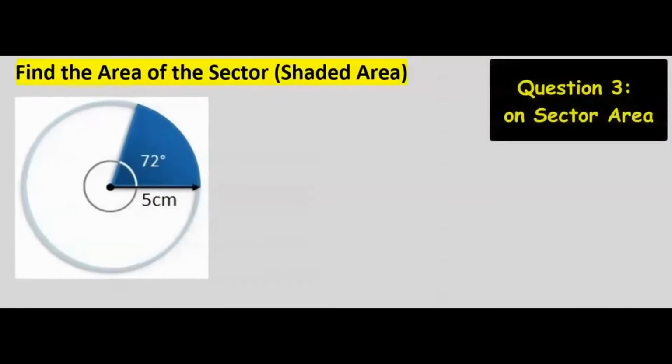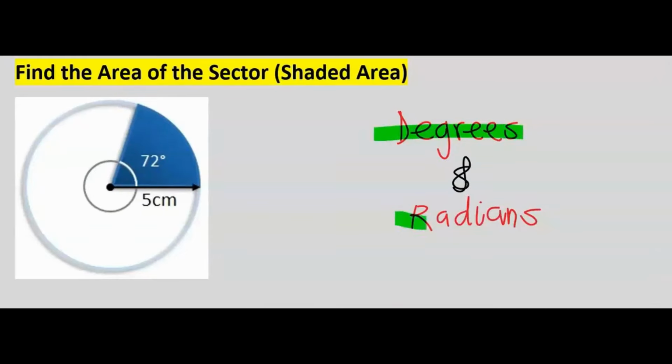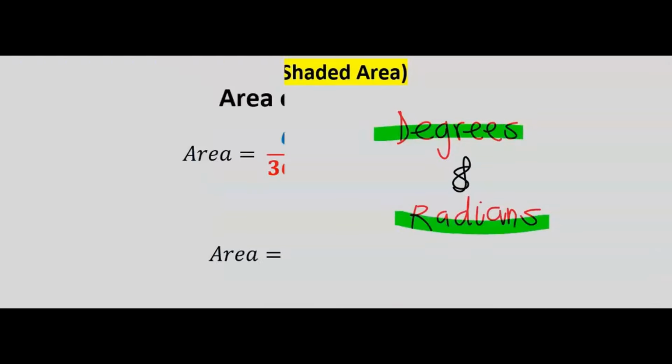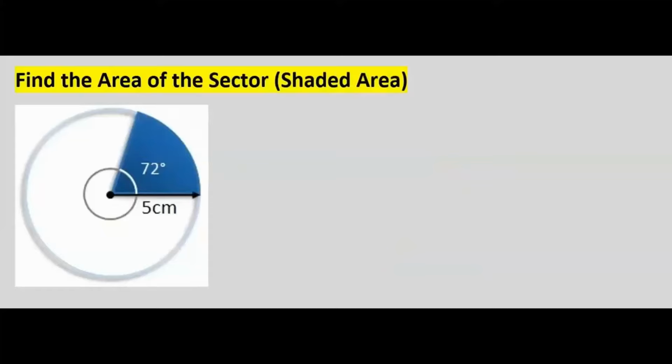Next, let's find the area of the sector. I'm going to solve this problem using the degrees formula and the radians formula, that is, using both formulas. And let us see if we can get the same answer. Let's start with the degrees. Considering the angle in degrees, the area of the sector will be the area of the circle multiplied by the given angle, then divided by 360.